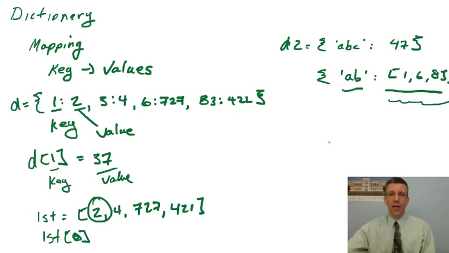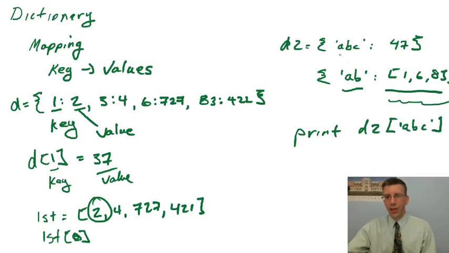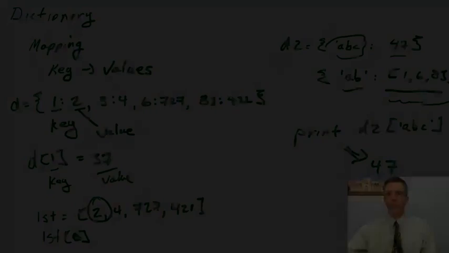Okay, and so now when I want to look it up, I want to print the value of ABC. I look it up in my dictionary, I find the key, and I find out the value is 47. So this will print 47. Okay, this is really all there is to a dictionary. It's pretty simple. It maps keys to values, but it's hugely powerful in programs. So let's take a look.